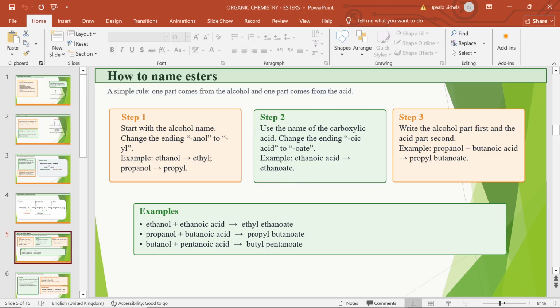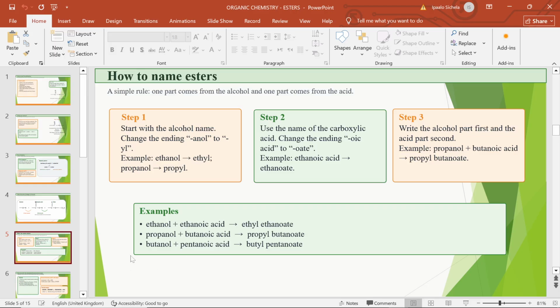For example, if you have another example here, propanol reacting with butanoic acid. The first step is to change the ending of the alcohol from anol to yl. So propanol will change to propyl. Then the next thing is to change the ending of the carboxylic acid from oic to oate. So butanoic acid will change to butanoate. Then you combine the two, propyl plus butanoate. So it's going to be propyl butanoate.